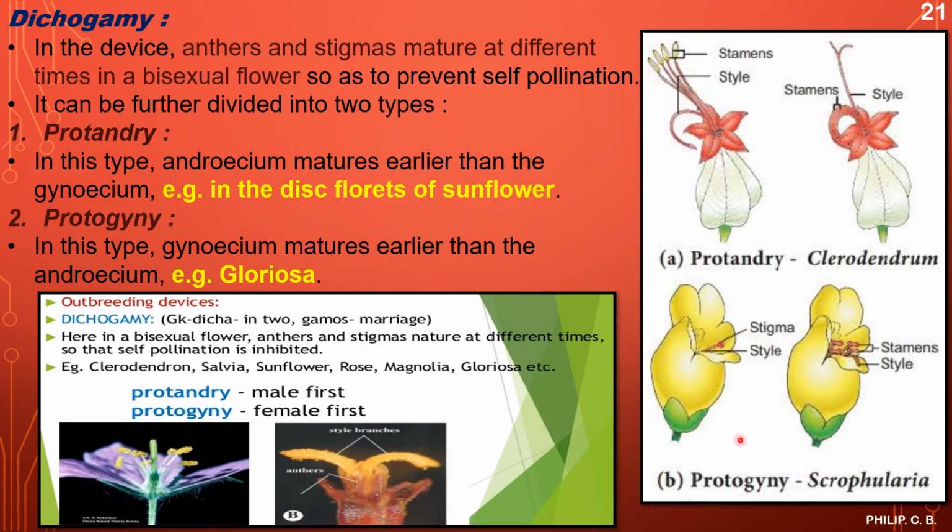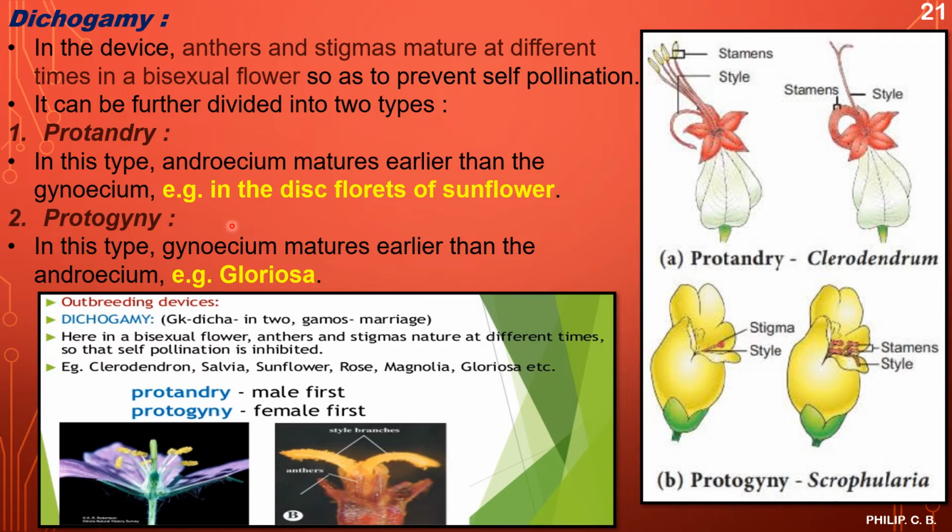Now coming to the next part, dichogamy. In this device, anthers and stigma mature at different times in a bisexual flower so as to prevent self-pollination. It can be divided into two types. Protandry: in this type, the androecium matures earlier than the gynoecium. So first the androecium, the male part, develops, and then the female part. Example, disc florets of sunflower.